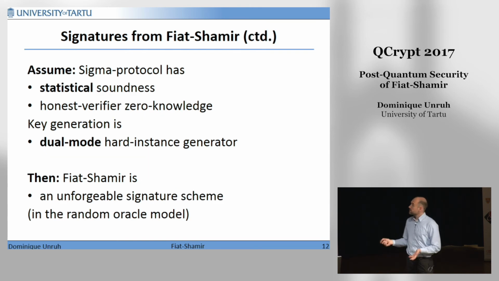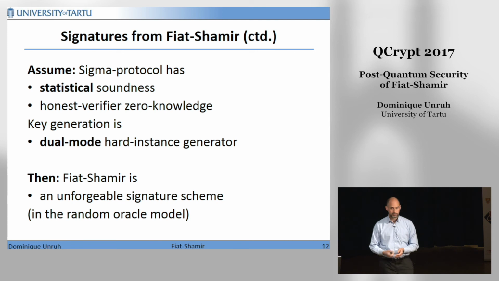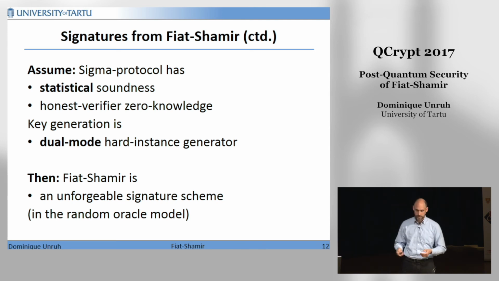And then you get the following theorem. Assume the sigma protocol has statistical soundness, as I mentioned already, and is honest verifier zero knowledge. And the key generation algorithm we use in our signature scheme has a dual mode hard instance generator. That's the thing I mentioned with the invalid looking public keys. Then Fiat Shamir is an unforgeable signature scheme. Again, I omitted some boring conditions, but, well, they are boring.